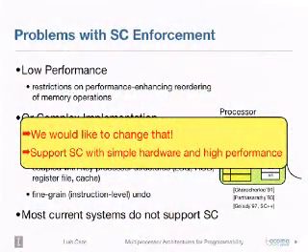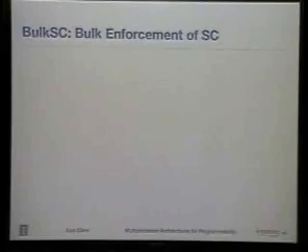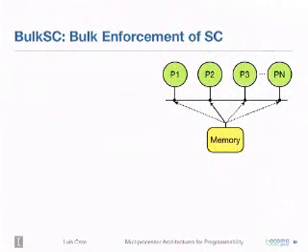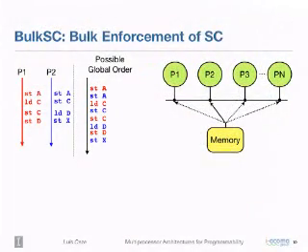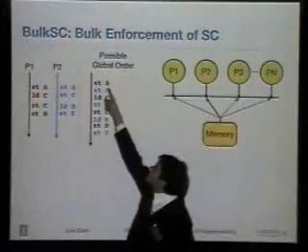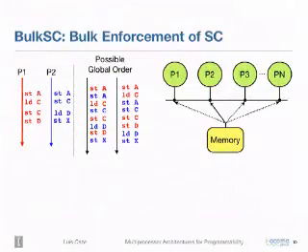So our goal is to support sequential consistency with simple hardware and high performance. Let me show you the main idea behind that. I call it bulk enforcement of sequential consistency, or Bulk SC. So let's look again at the conceptual model of sequential consistency: the processor, the switch, and the memory. And now look at this example in one possible global order. Look here, there's a fine-grained interleaving, at one instruction, very fine-grained interleaving.